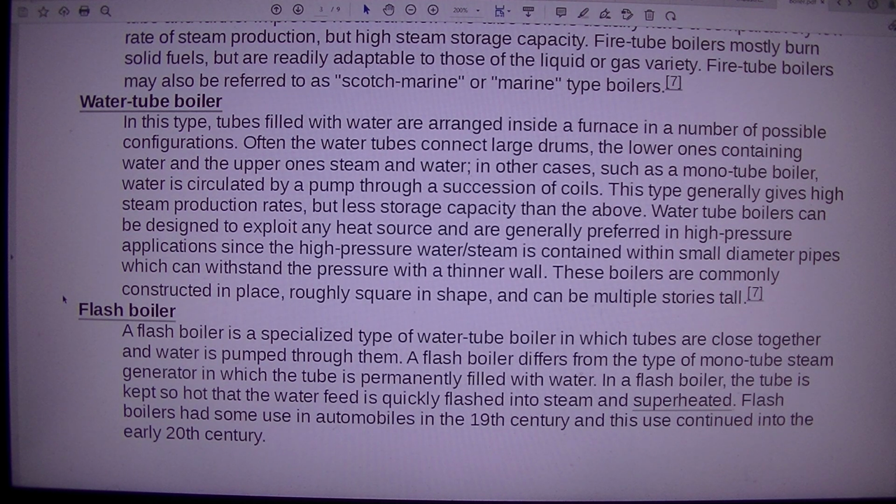Flash boiler. A flash boiler is a specialized type of water tube boiler in which tubes are close together and water is pumped through them. A flash boiler differs from the type of monotube steam generator in which the tube is permanently filled with water. In a flash boiler, the tube is kept so hot that the water feed is quickly flashed into steam and superheated. Flash boilers had some use in automobiles in the 19th century, and this use continued into the early 20th century.